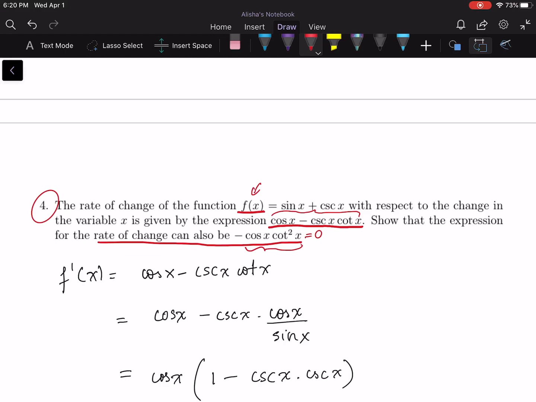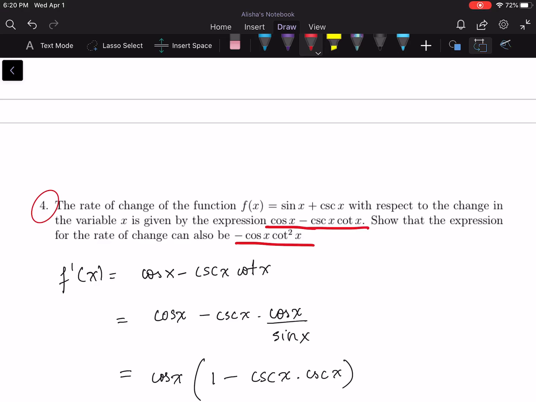So just a little bit of motivation why we would care about building tools to do this kind of thing. But in any case, we're not asked about critical points, so let's just try and figure out how to get from this expression down to that expression.